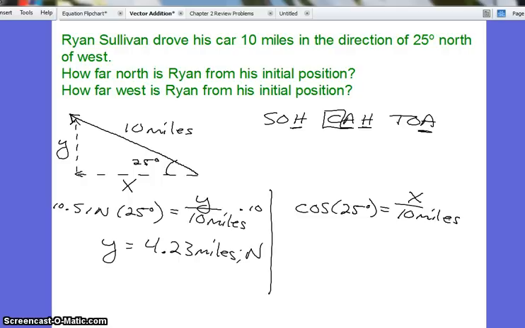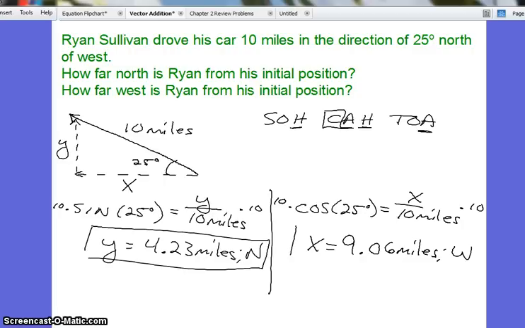Cosine is adjacent over hypotenuse. To solve for x, we multiply each side by 10. And we get x is 9.06 miles west of where he started. So those are two answers, which we call components of the original vector.